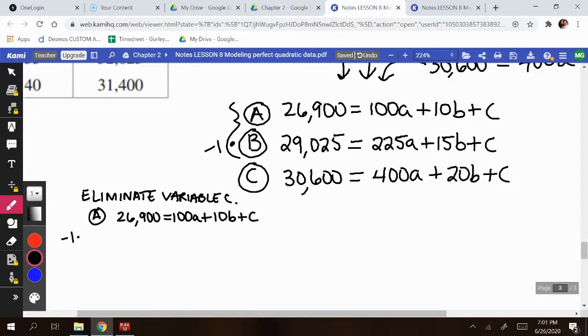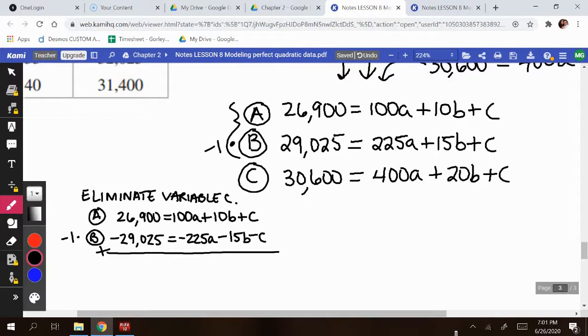And then I'm going to multiply that second equation, capital B, by -1. I'm going to change every sign. So I'll have negative 29,025 when I distribute the -1. I'll have negative 225 lowercase a. I'll have minus 15b minus c. So when I add those components together, what am I going to get?